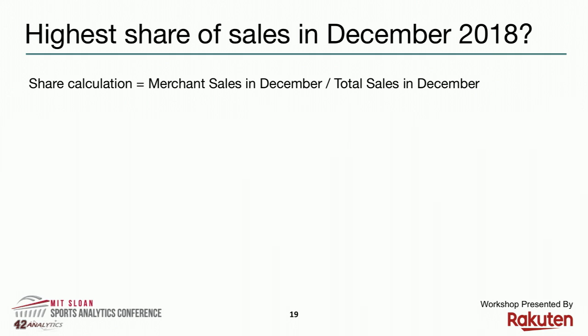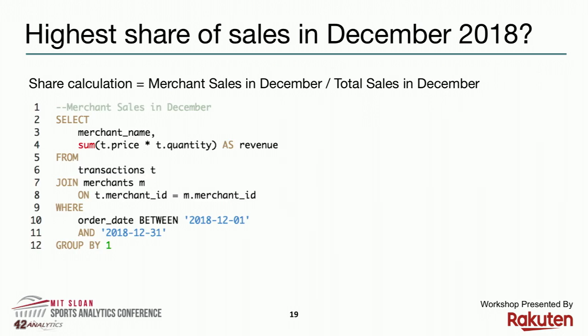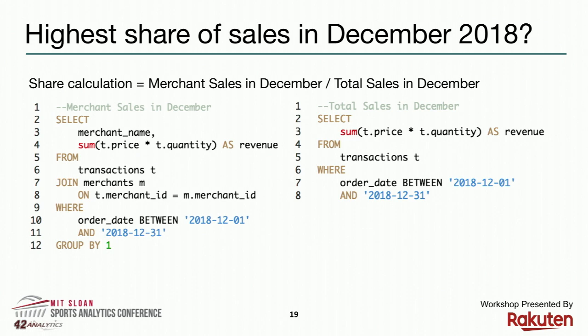And the way that we're going to do that is first, let's calculate it for the merchant, let's calculate it for the market as a whole, and then let's combine the two queries. So merchant sales, pretty simple. We've done this query already. So merchant name, revenue, specifying the order date that we want to look at, and then we can do the exact same thing. Just get rid of the merchant name. So we're no longer creating that group. So this is great. We have our two numbers, but how do we combine them?